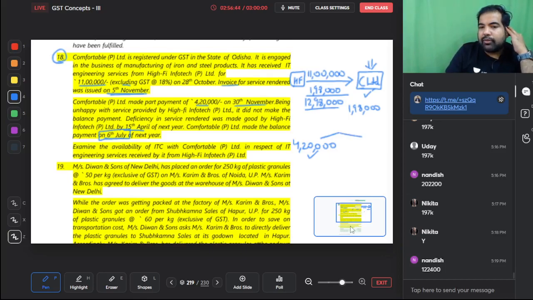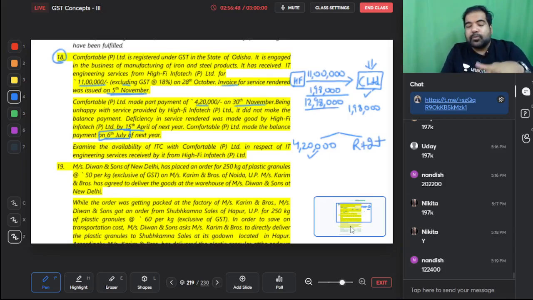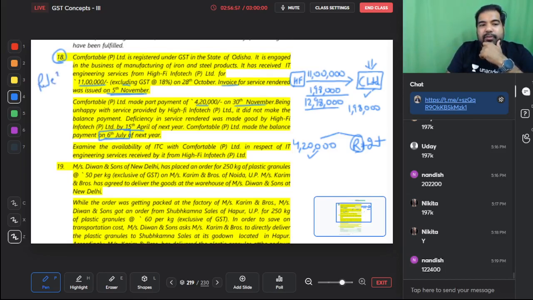So the balance you will have to reverse. Yes, with interest, yes. But don't worry, you will have to reverse it in the month of May, but in July you will again get the credit, but the interest is gone. Yes, this is Rule 37. I hope you understood it.